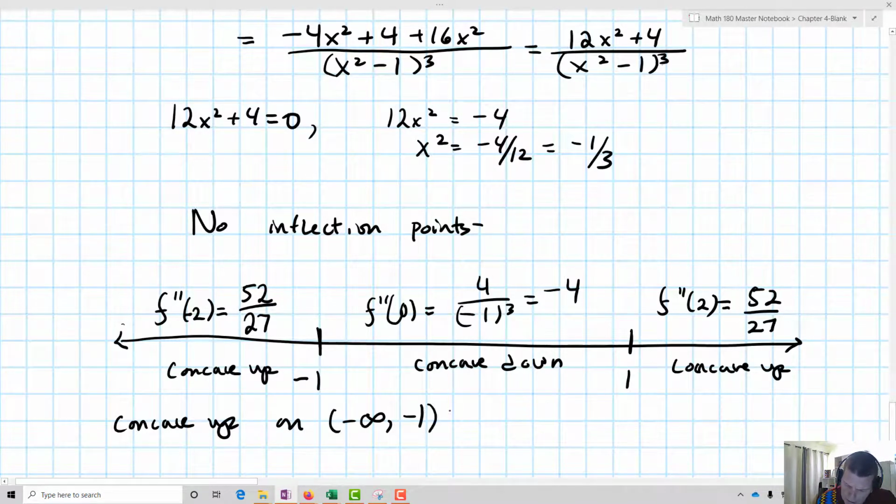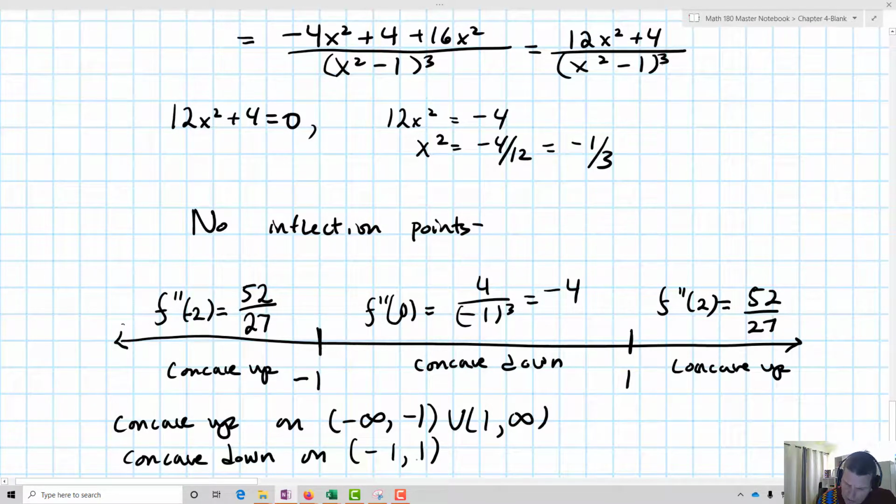So our curve is going to end up being concave up on negative infinity to negative 1, union 1 to infinity, and concave down on negative 1 to 1. So don't forget when you're doing your concavity to also make sure to check around your asymptotes as well.